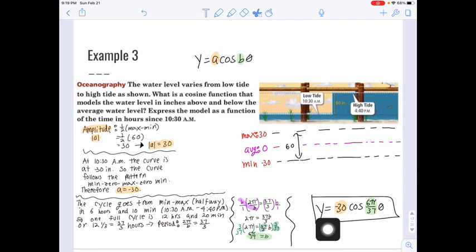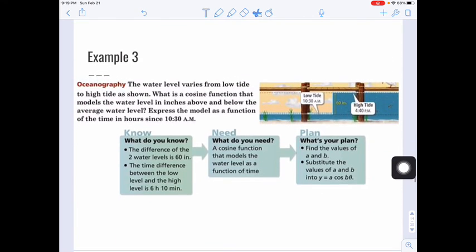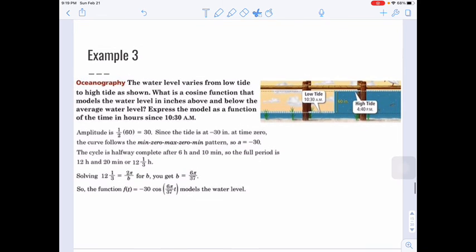Therefore, our final answer will be y equals negative 30 cosine of 6 pi divided by 37 theta. The work for this problem is written out on the next 2 slides.